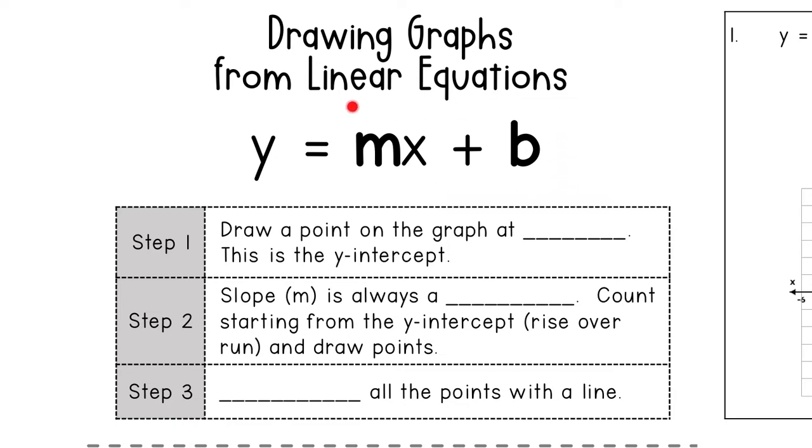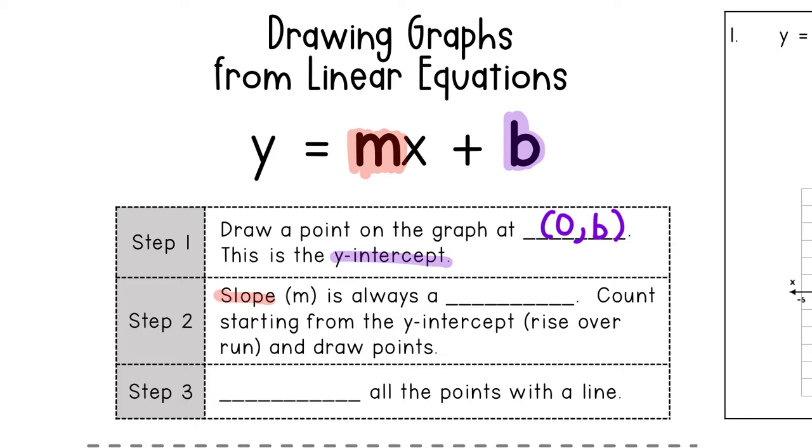So when we are graphing equations that look like that, the first step is going to be to draw a point on the graph at (0, b). This is the y-intercept. So b, you're going to get from the equation. That's going to be the last thing in your equation here. Okay, next thing you want to do is slope. So slope is going to be m. That'll be right in front of the x.